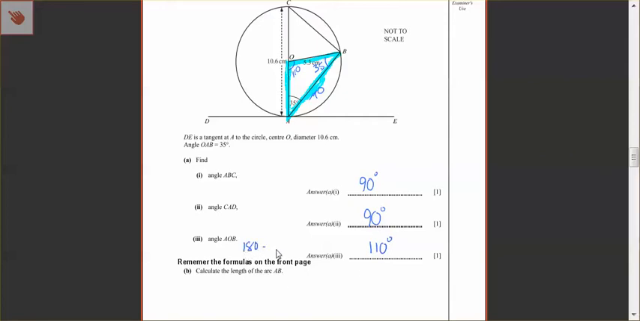180 minus 70. Make sense to you now? Alright? Can you start even remembering all the times we've been through these things now?